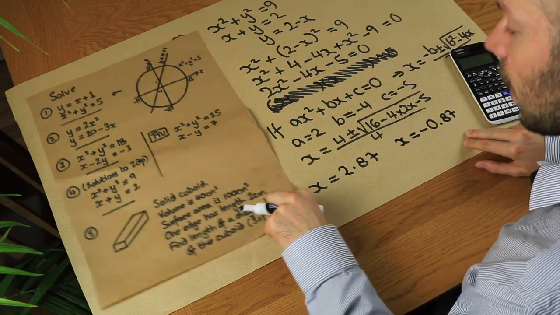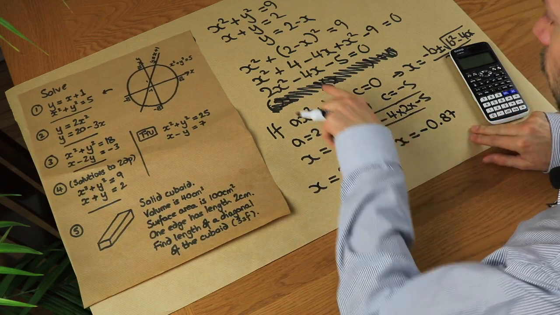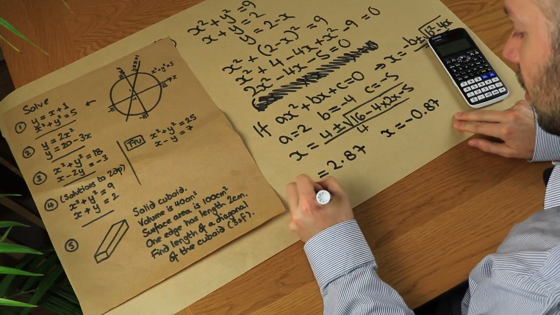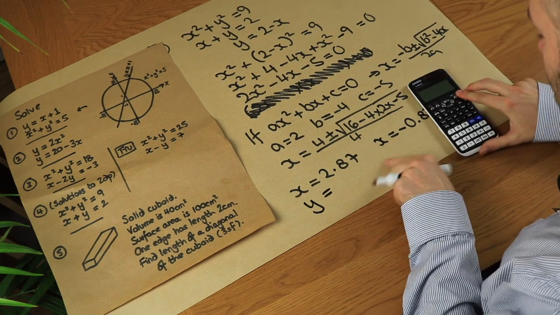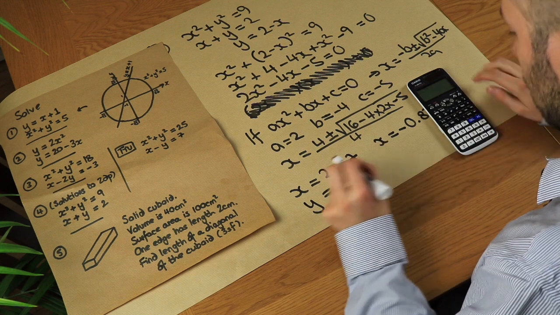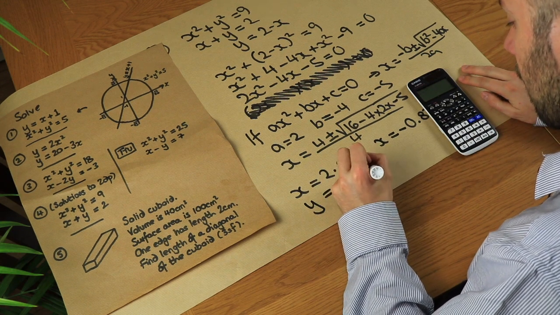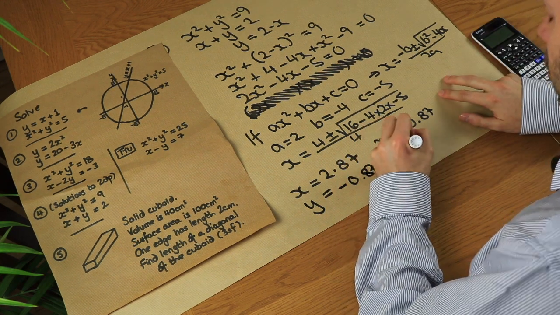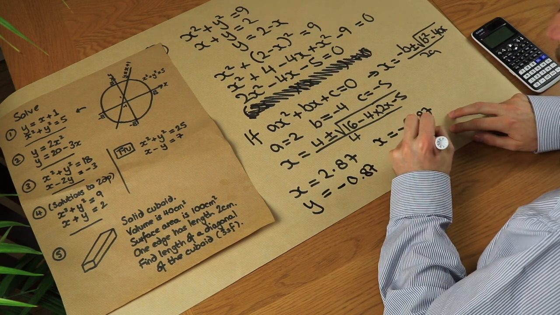So now I just need to find y. Now we earlier found that y was equal to 2 minus x, so I just need to do 2 minus each of these values. So 2 minus 2.87 is equal to minus 0.87. And 2 minus minus 0.87 is 2.87.